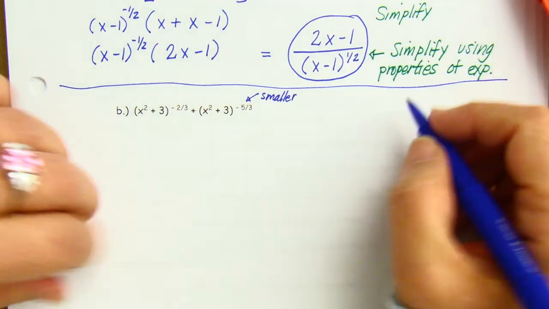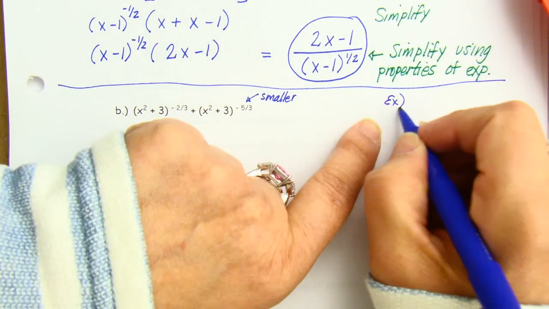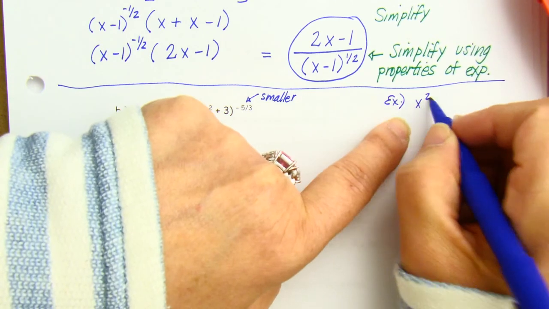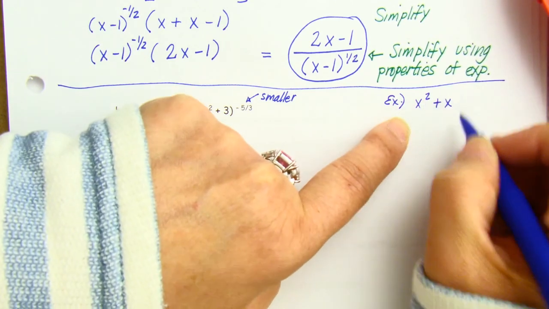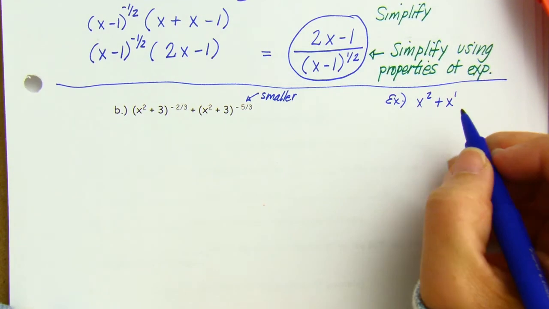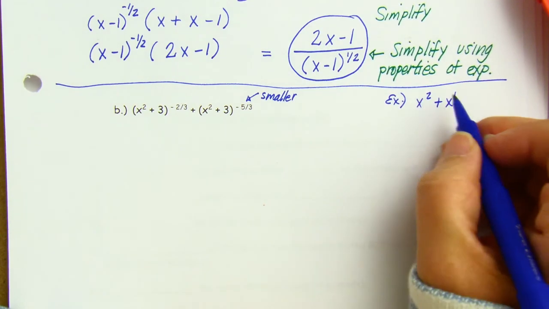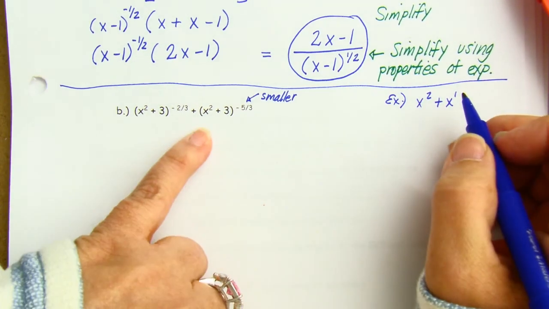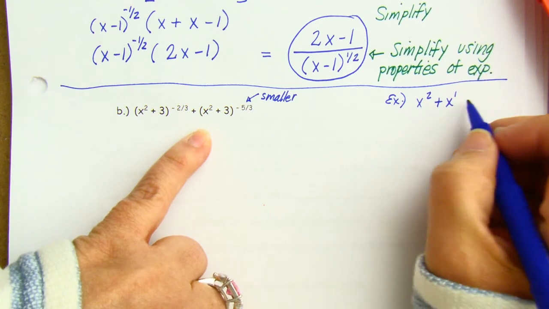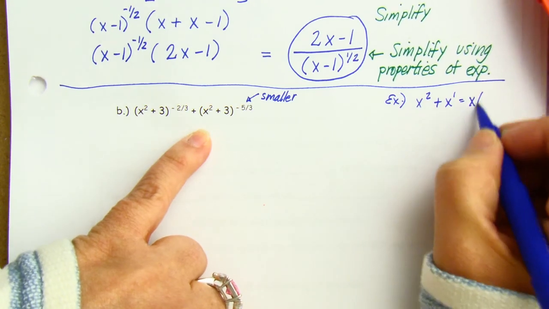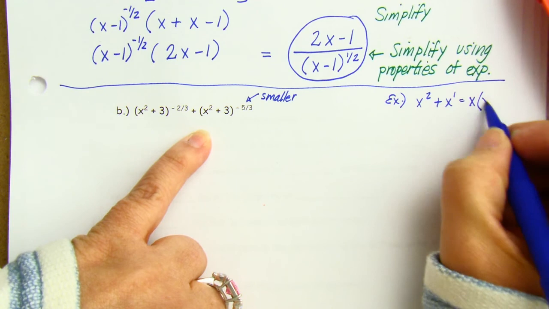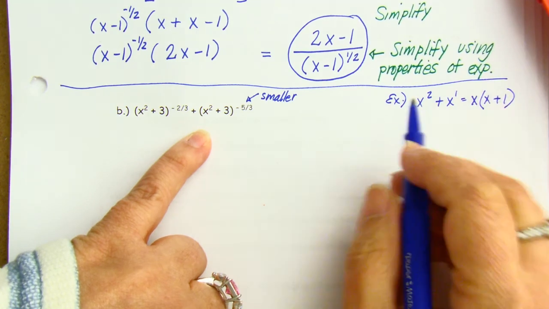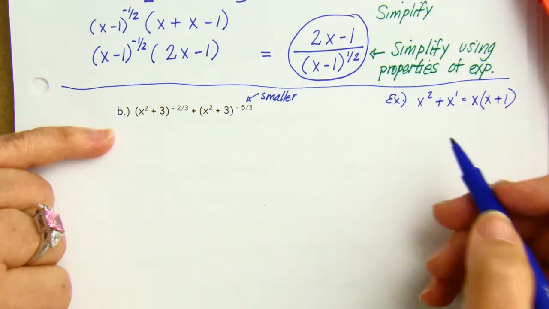Remember, if I had something like x squared plus x to the power of 1, I can only take a single x out. That's the smaller exponent. It's the same thing here. So the GCF would be just a single x, and then you'd be left with an x plus 1 for an example like this. It is the smaller exponent.